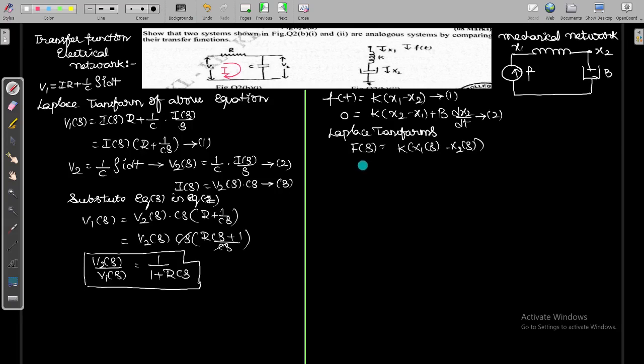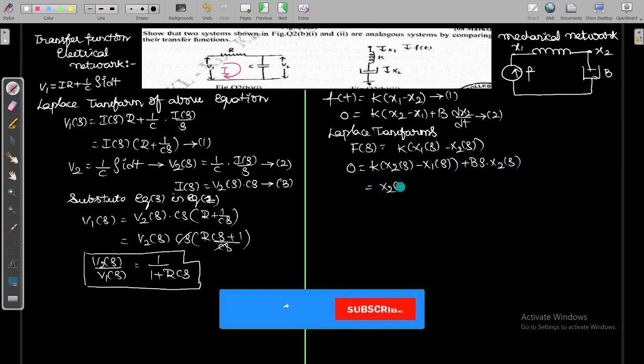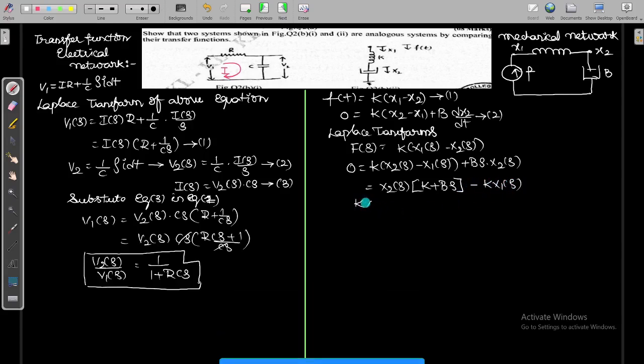Another Laplace transform gives 0 equals k into x2 of s minus x1 of s plus b into s into x2 of s. Here we can take x2 of s out as common. So we can write k plus bs, minus k into x1 of s. So k into x1 of s can be written as x2 of s into k plus bs. This is equation number 3.